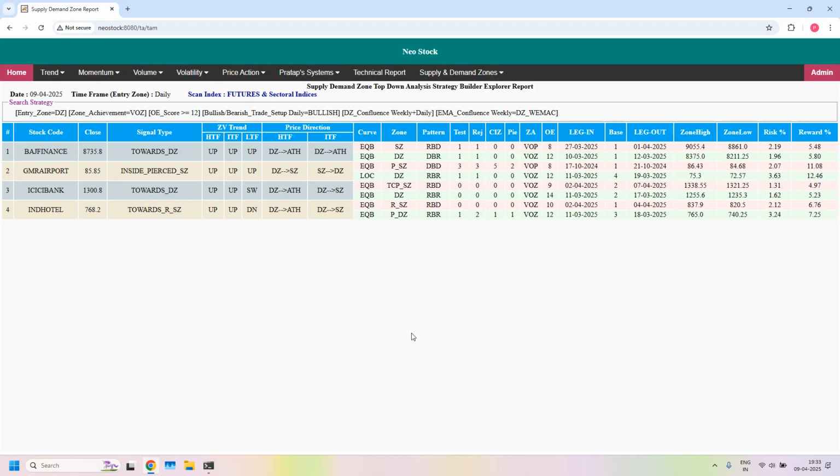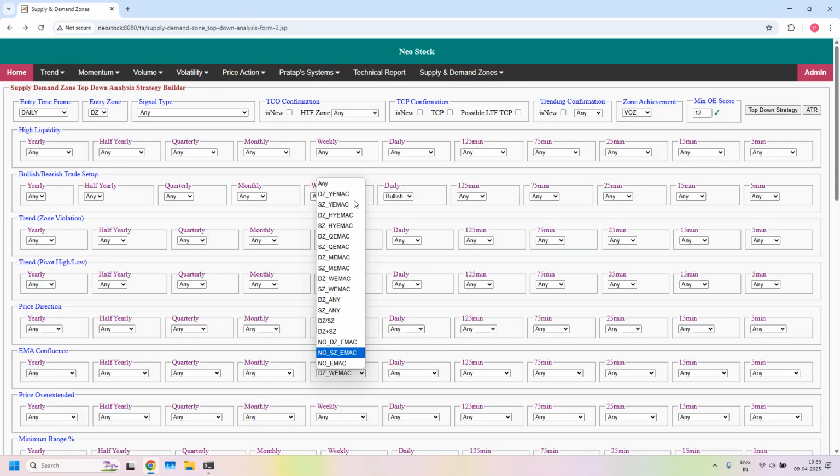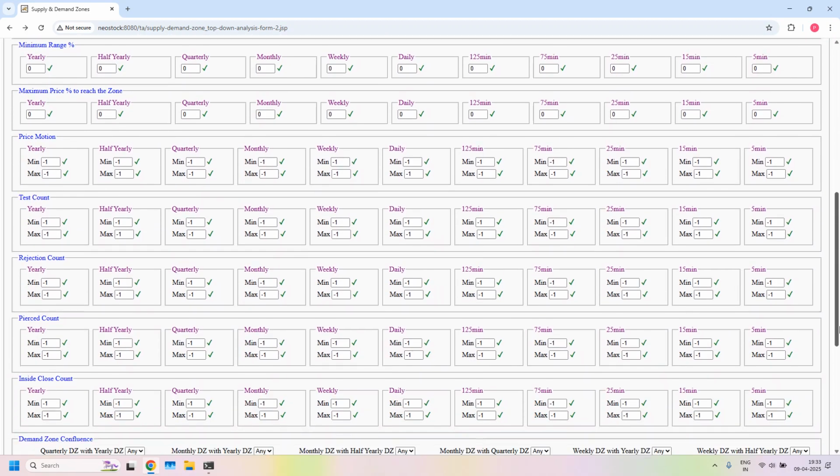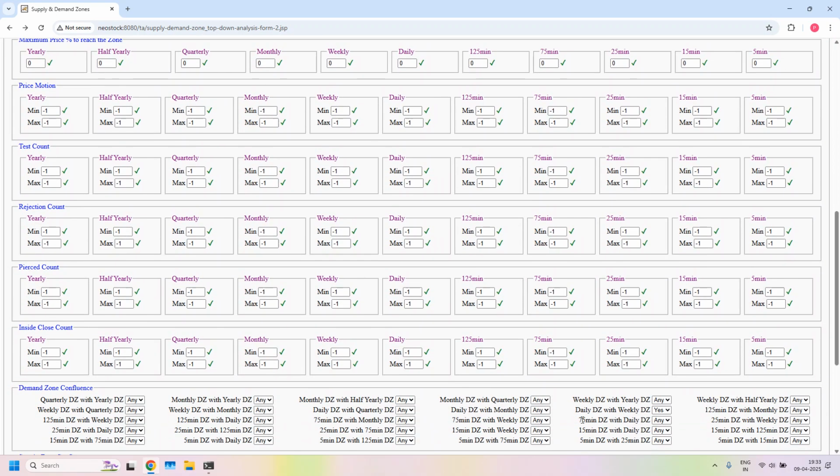Okay, this is about LTF, ITF and ITF EMA confluence. Next, we will filter based on LTF, ITF and also HTF demand zone confluence. Removing EMA filter. In the demand zone confluence, 3 filters we have to set. First filter is already enabled. Next, daily with monthly demand zone confluence and weekly demand zone with monthly demand zone confluence.